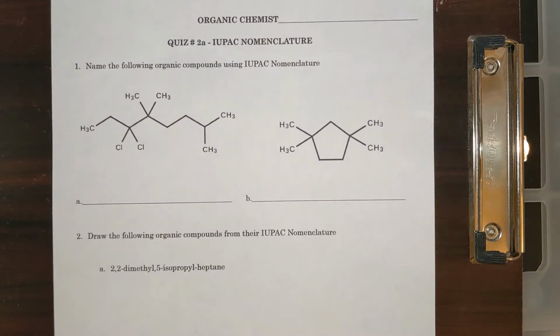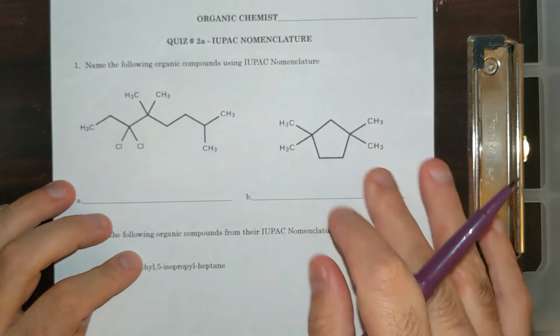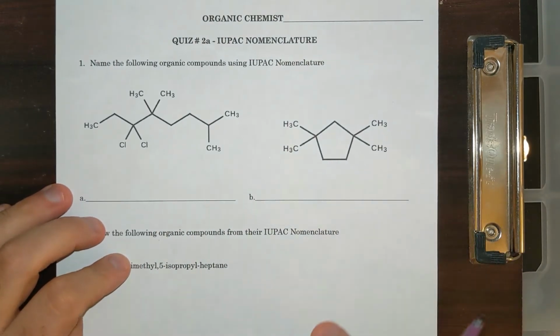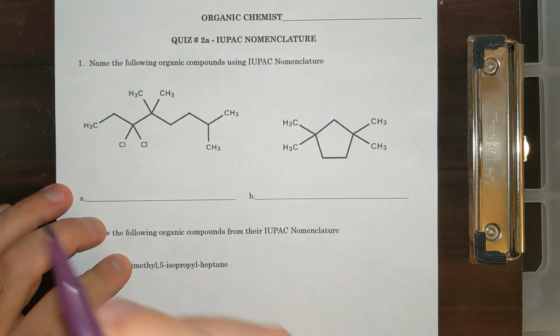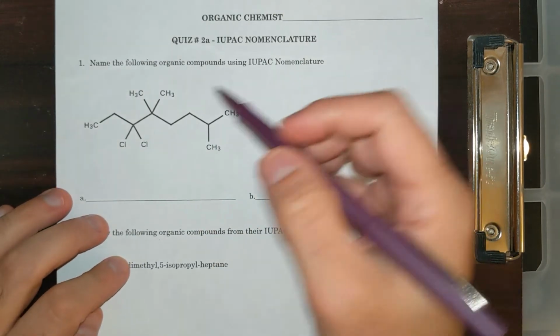All right, hey, organic chemistry. In order to gain back credit or earn full credit and review for our unit tests, you're going to have to watch these quiz corrections, or how we're supposed to answer the quiz. So, if you had quiz 2A, you're going to be correcting and checking to make sure how we got the answers. I wanted you to name the following compounds using IUPAC nomenclature.